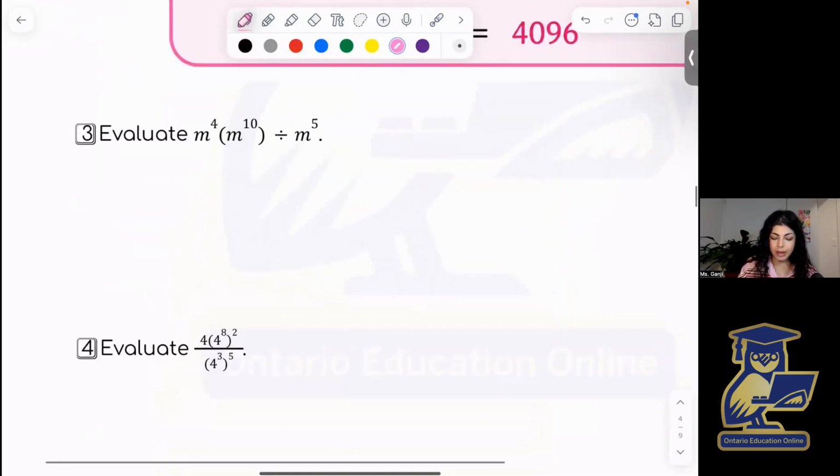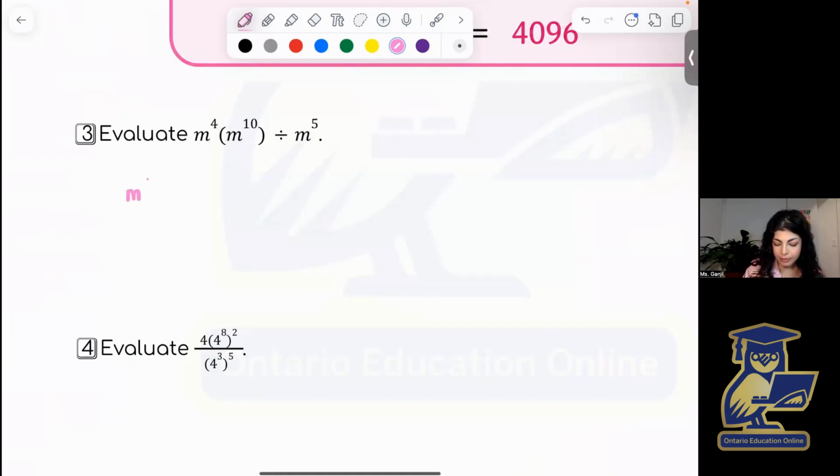So here we have m to the power of 4 times m to the power of 10 divided by m to the power of 5. So this is actually meant to trick you a bit. This is not a power rule. This is simply just a product rule because it's m to the power of 4 times m to the power of 10, right? So m to the power of 4 times m to the power of 10 will give us m to the power of 14. This is just product rule. Now, m to the power of 14 divided by m to the power of 5 will give us m to the power of 9. So this whole thing will be m to the power of 9.